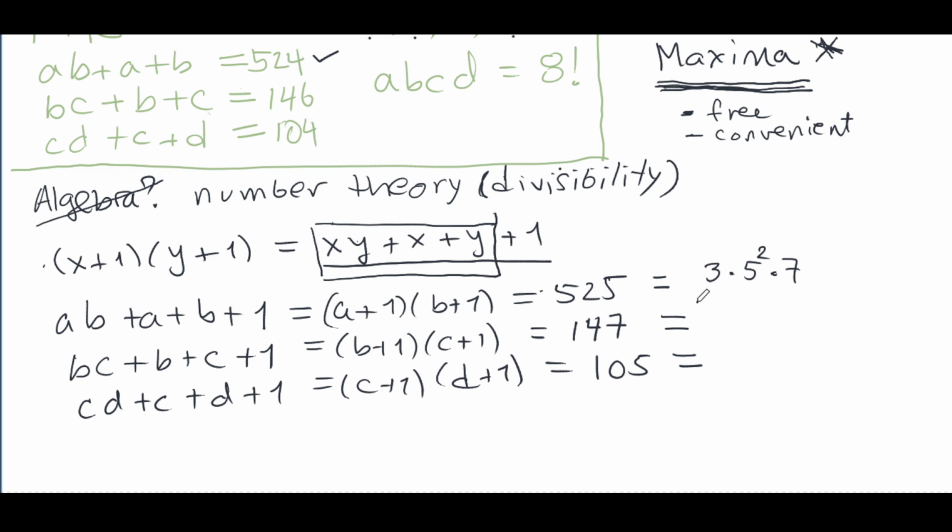Okay, 147. Well, 147 is 3 times 7 squared. And 105 is one of those square-free numbers that Mobius really liked. So that's 3 times 5 times 7. Okay, very good. So now comes the logical thinking part.